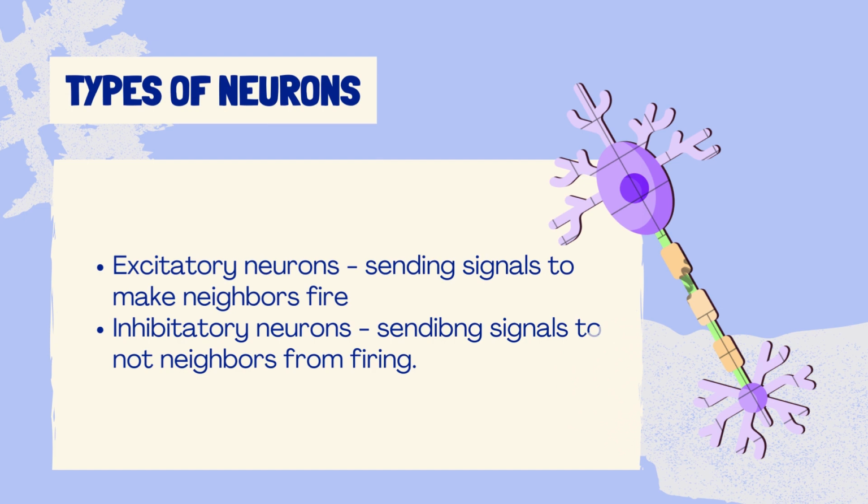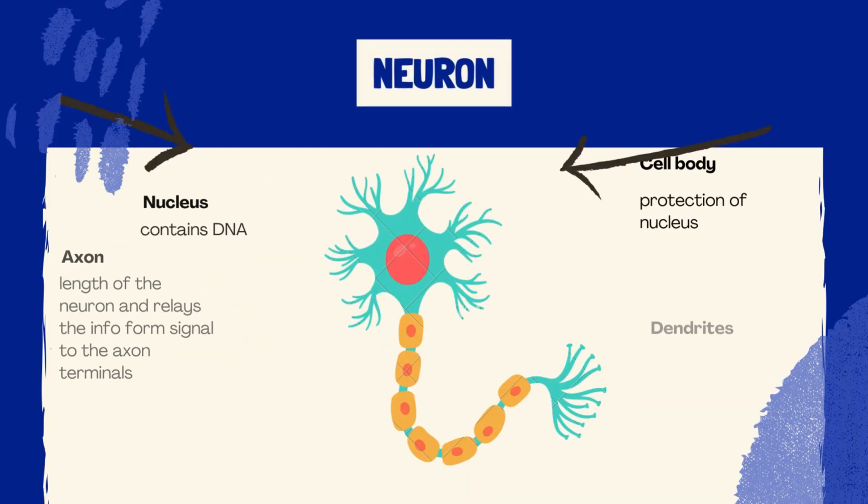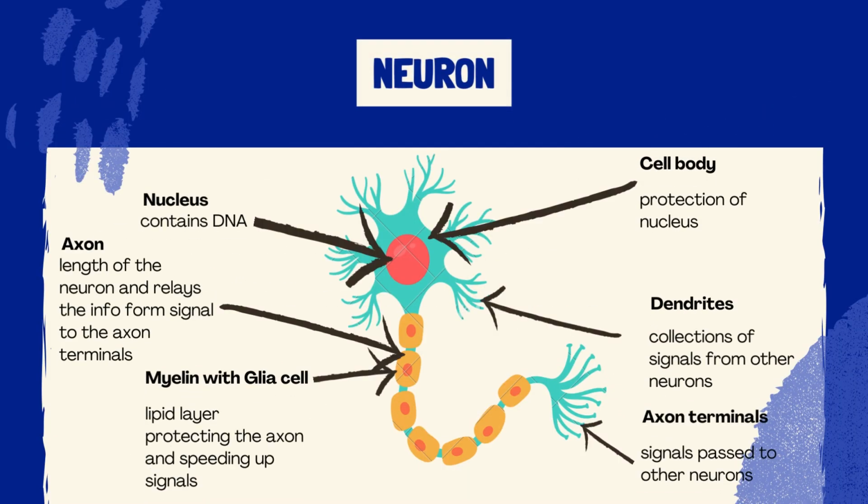Types of neurons. There are two main types of neurons: excitatory neurons and inhibitory neurons. Excitatory neurons send signals to make neighbors fire. Inhibitory neurons prevent the neighbors from firing signals. The neuron has many parts, and these are the main parts of the neuron. The nucleus, the most crucial part, contains the DNA and what the neuron is supposed to do.